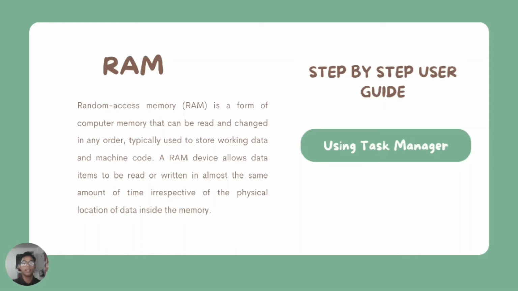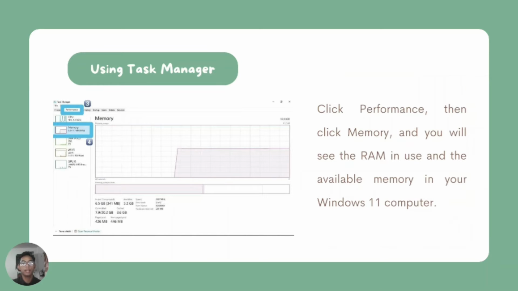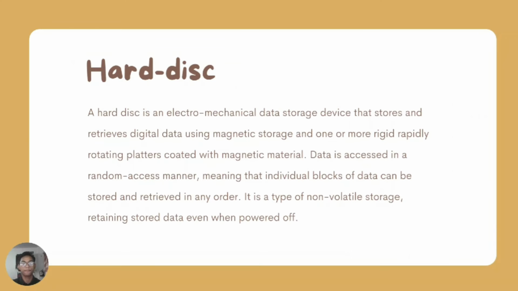For the step-by-step user guide, I'm using Task Manager. It's also the same step, which is you may just search on the search bar by typing Task Manager, and then click Performance, and then click Memory, and you will see the RAM in use and the available memory in your Windows 11 computer.